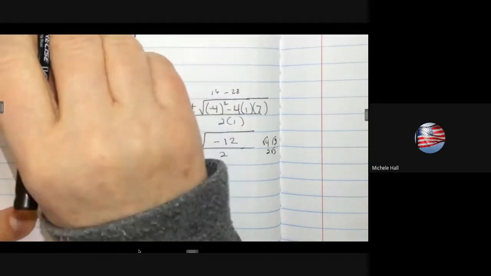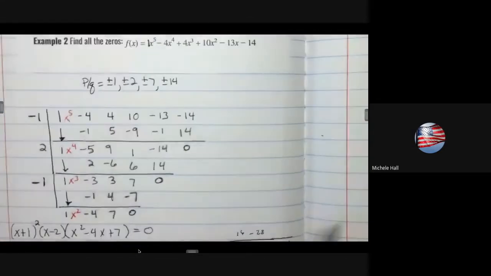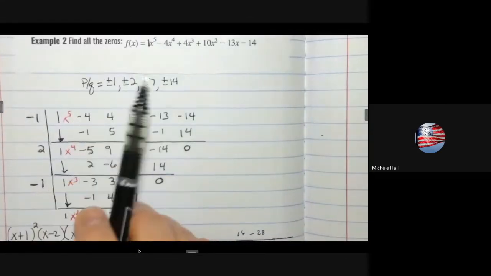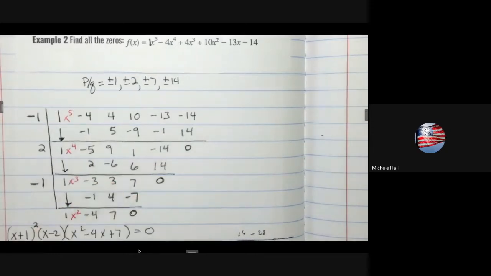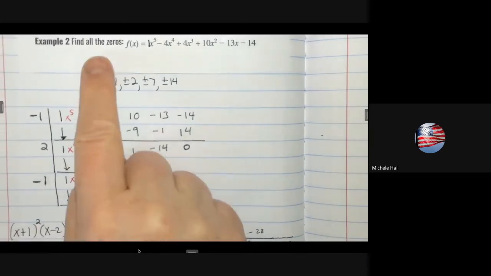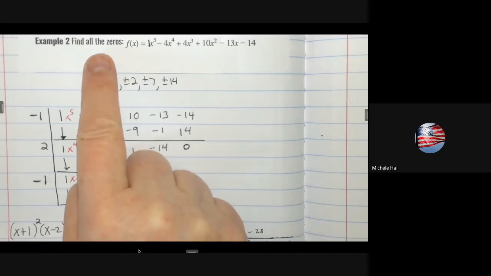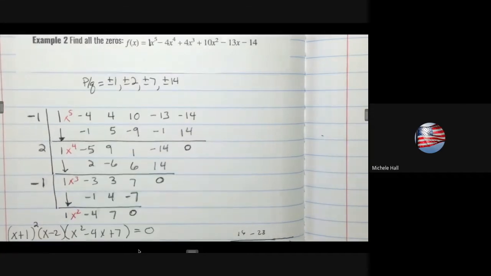It's important to make sure that you read the directions. Are we looking for zeros? Are we looking for factors? Students lose a lot of points on quizzing and testing because they're not giving exactly what the question's asking for. Sometimes it's going to be factors. Here we're looking for the zeros.